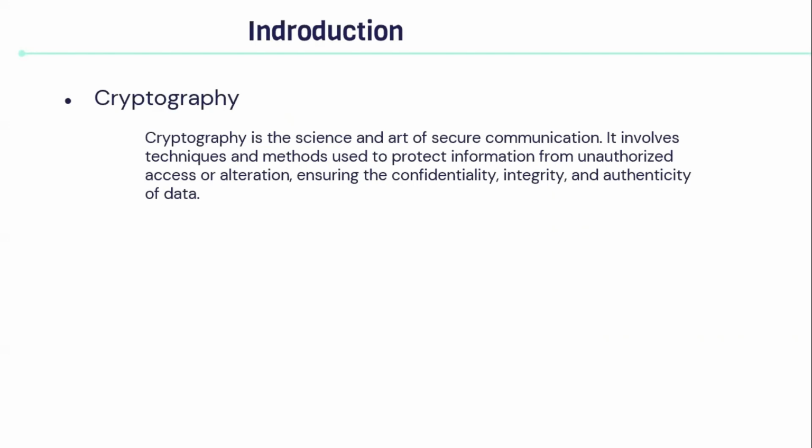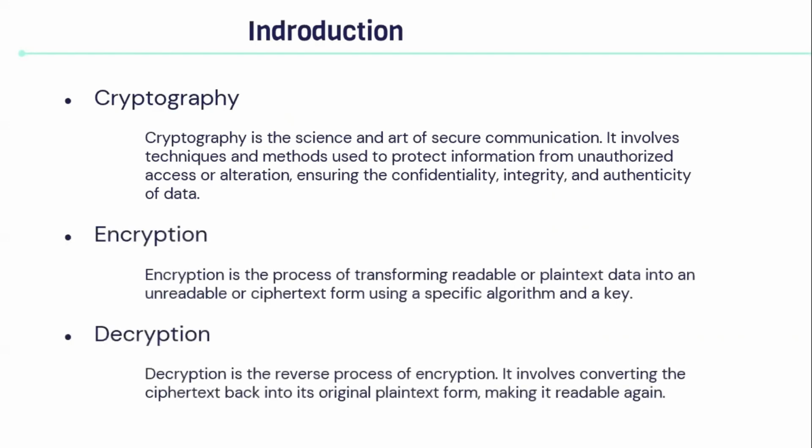So cryptography is made of two things. One is encryption, the other is decryption. Encryption is the process of transforming readable or plain text data into unreadable ciphertext using a specific algorithm and a key. This specific algorithm is the Caesar cipher algorithm that we are going to talk about.